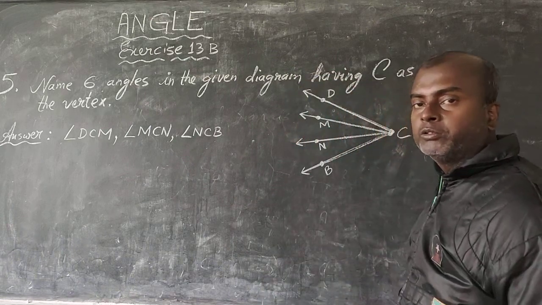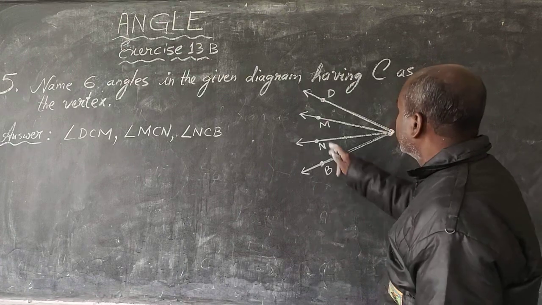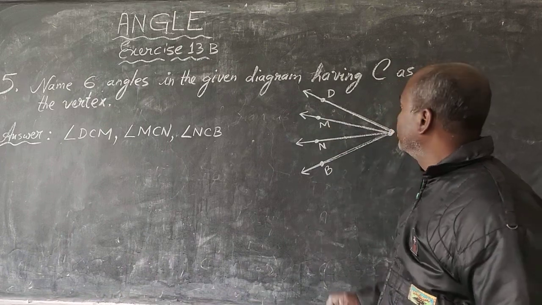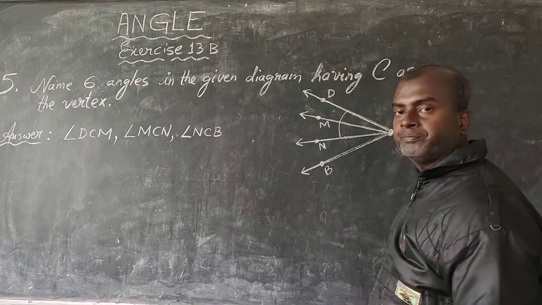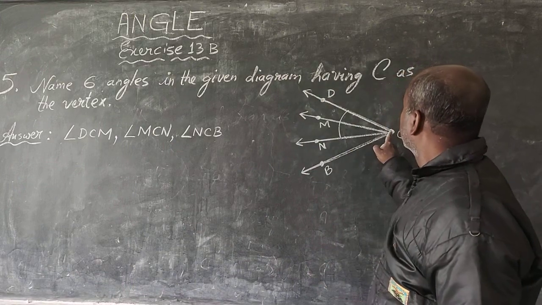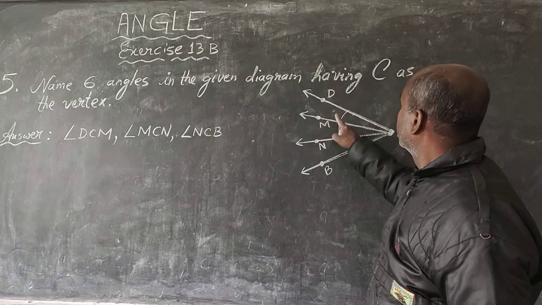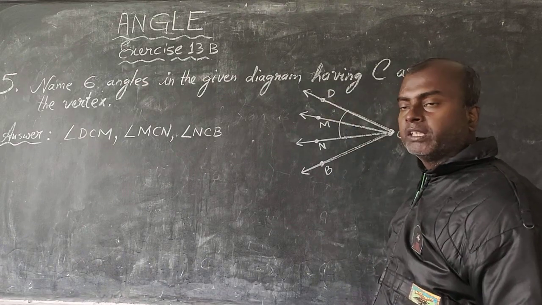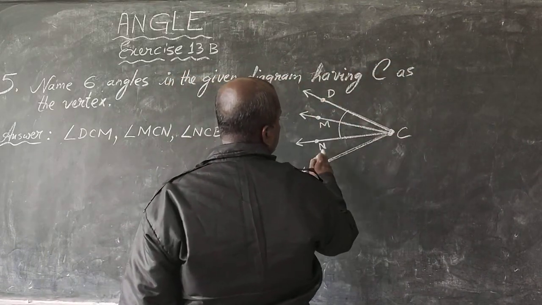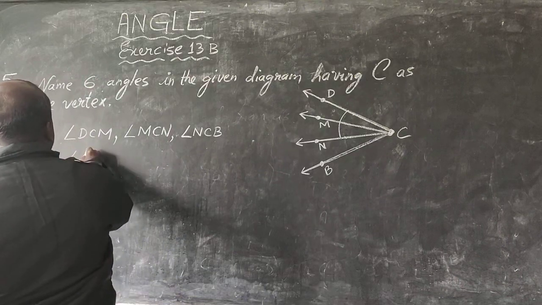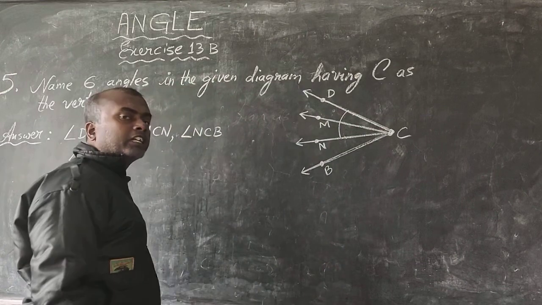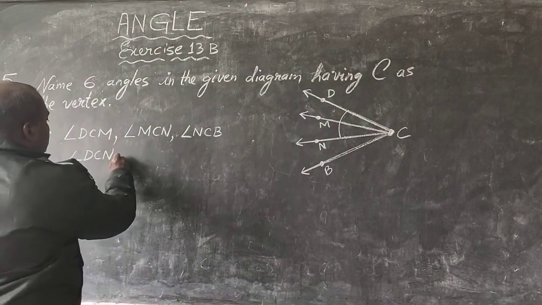Look carefully. Okay, you need to watch carefully. Imagine that this ray MC or CM, this ray is not there. Then you will have this particular angle. Okay, this is one arm, this is another arm. NC is one arm, DC is another arm. Then what will be the name of this particular angle? Angle DCN. You can even name it as NCD. C has to be in the middle.